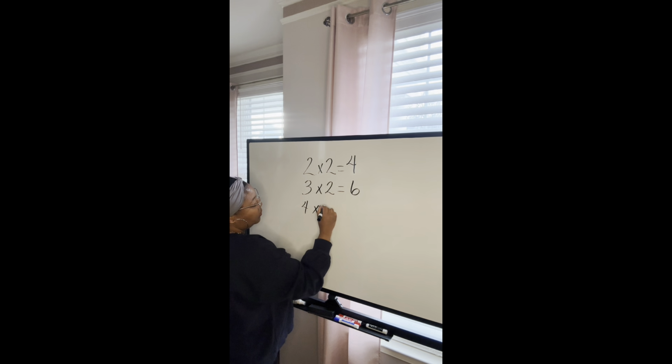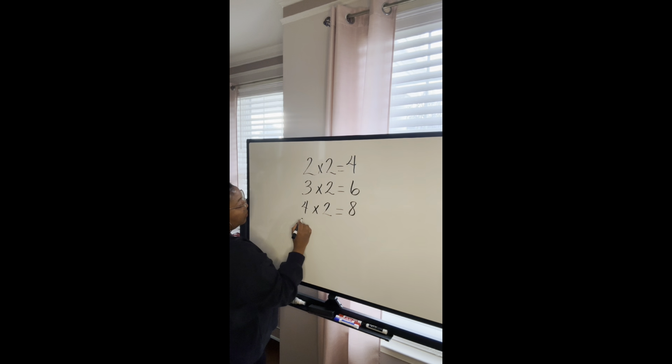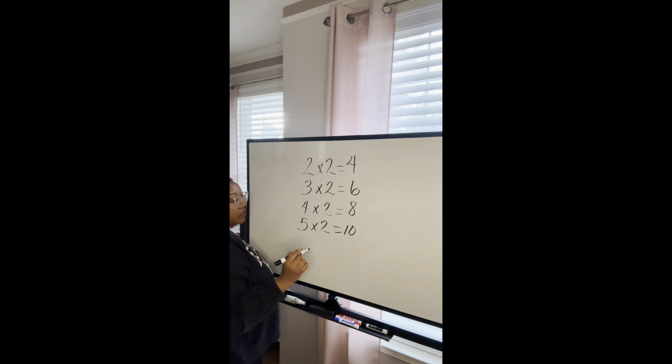We have 2 times 2, which is equal to 4, 3 times 2, which is equal to 6, and 4 times 2, which is equal to 8. And lastly, 5 times 2, which is equal to 10.